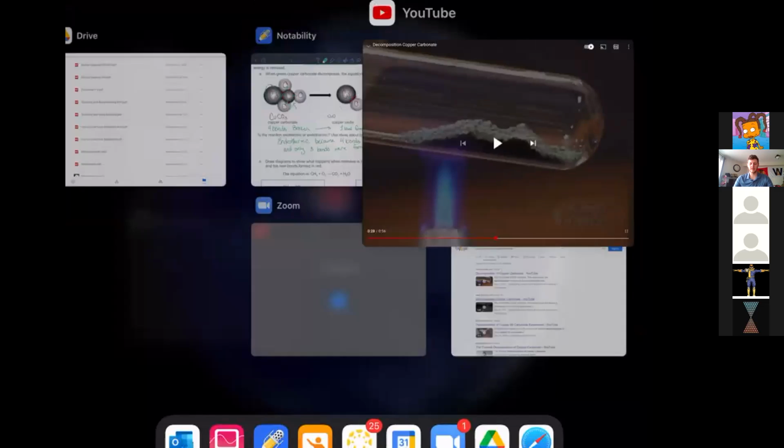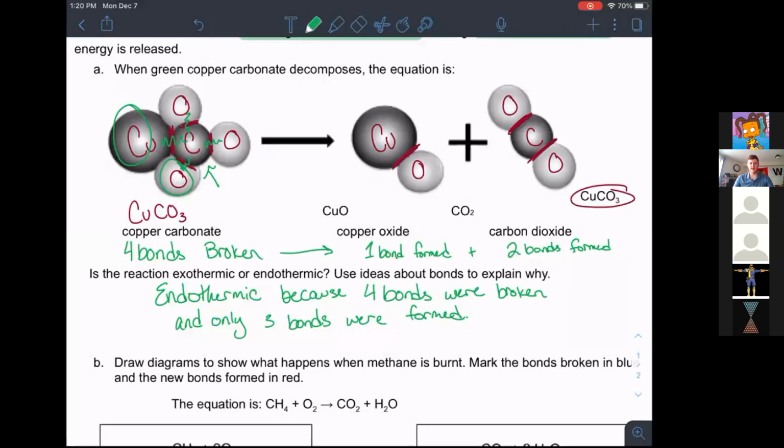So you can see that it's happening because inside that test tube, copper oxide is going to be that black-brown substance that you can see where the green-blue substance used to be. So you can see that it's happening because of that color change. And you can also tell that it's endothermic because that heat is continuously added to the system, meaning that it's continually heating up, making this an endothermic reaction. Are we okay with that?